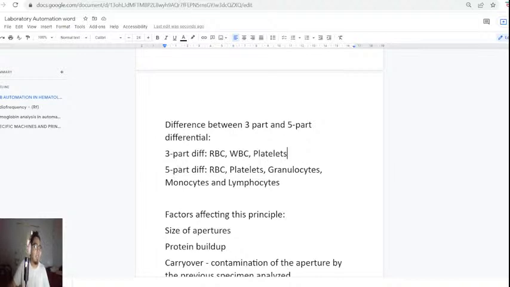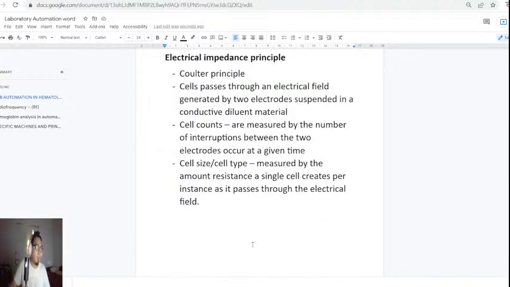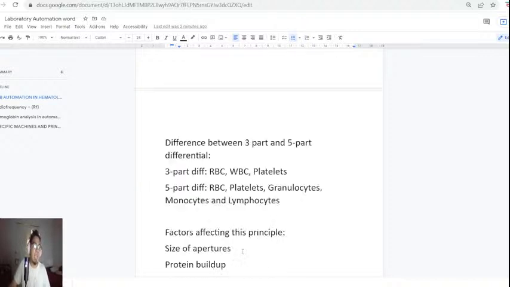All right. So a 5-part differential is basically the same thing, but with the addition of granulocytes, monocytes, and lymphocytes. It measures those things. Now, how does it measure the cell count? For electrical impedance, it measures the number of interruptions. For cell size, the resistance created by a single cell passing through the electrical field.